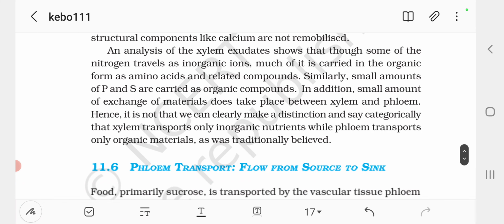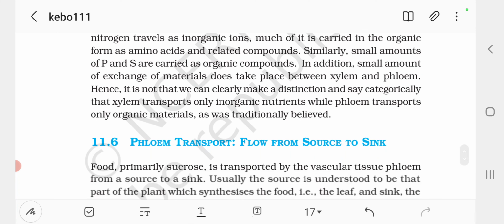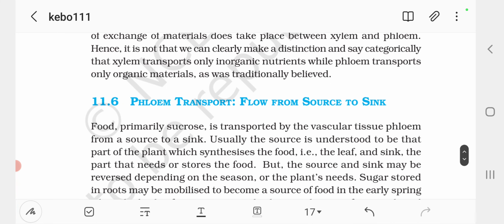An analysis of xylem exudates shows that though some of the nitrogen travels as an inorganic ion, much of it is carried in the organic form as amino acids and related compounds. Similarly, small amounts of phosphorus and sulfur are carried as organic compounds. In addition, a small amount of exchange of material does take place between xylem and phloem. Hence, it is not that we can clearly make a distinction and say categorically that xylem transports only inorganic nutrients while phloem transports only organic materials, as traditionally believed.